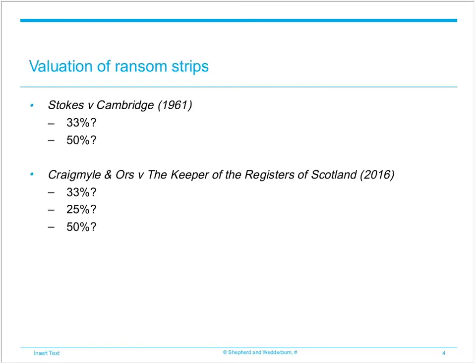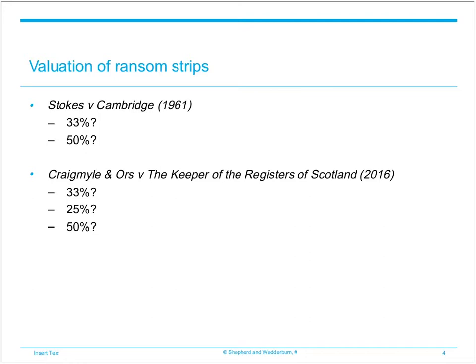So I thought we should have a look at some cases in relation to the valuation of ransom strips, but also look at remedies and potential damages which can be claimed in an encroachment situation, which is not identical but very similar to a ransom situation. Those of you who may have dealt with ransom strips will be familiar with the view that the accepted basis for valuing the ransom strip is to attribute to it 1/3 of the increase in value of the adjacent land, and the case Stokes v Cambridge is trotted out as authority for that.